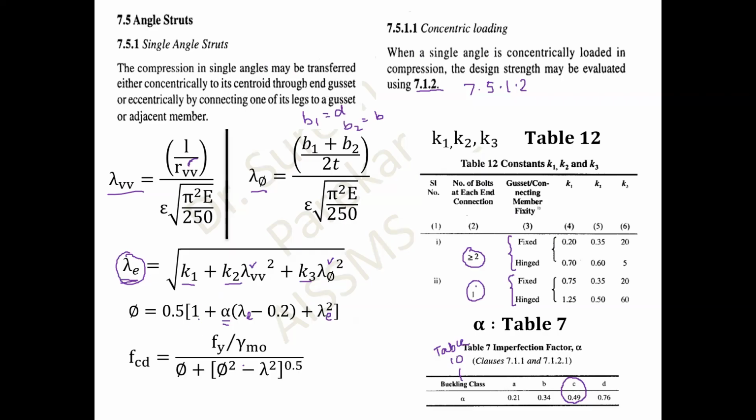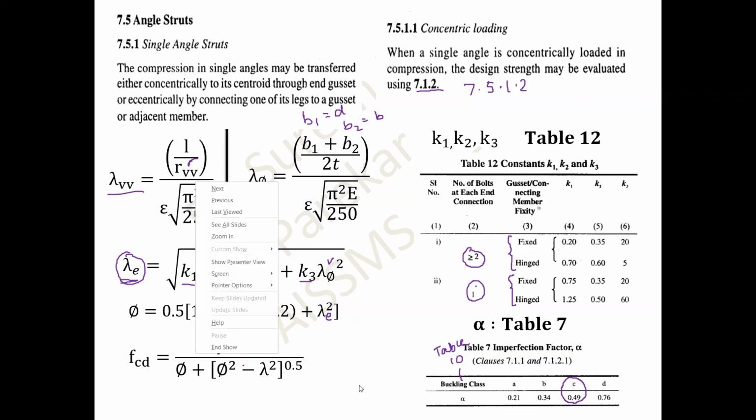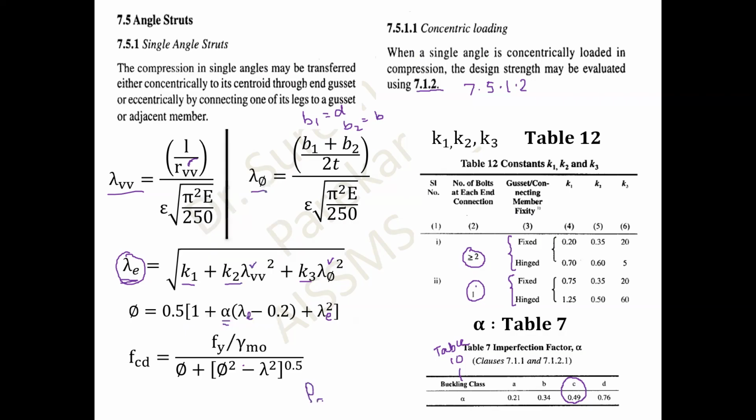Knowing phi, I can find the value of FCD, and knowing FCD, we can find PD, because we have already seen the formula for PD, which is equal to AE into FCD. So effective slenderness, this is most important, but for a single angle, we cannot use the tables given in the IS code, which are 8 A, B, C, D for the reduction factor, and 9 A, B, C, D, which give you the direct design compressive stress. So this part we have, that is for the single angle strut.